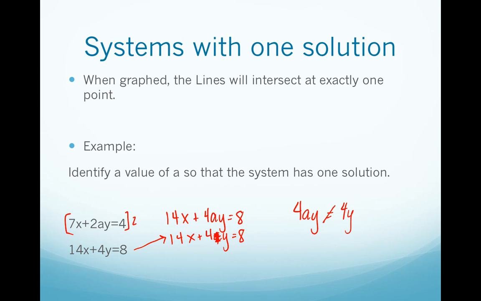So if we divided both sides here by 4y, we just can't have an a value equal to 1. Because if a were equal to 1, then we end up with a scenario where it's 0 equals 0. Which, if it's a true statement, means that we have infinitely many solutions. So you would be able to report any value other than 1.